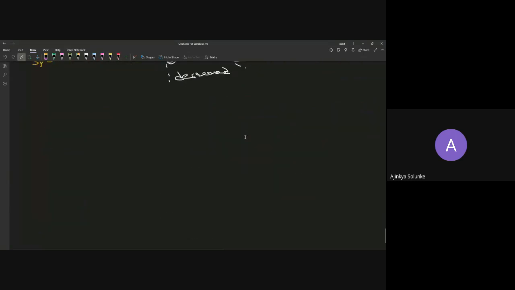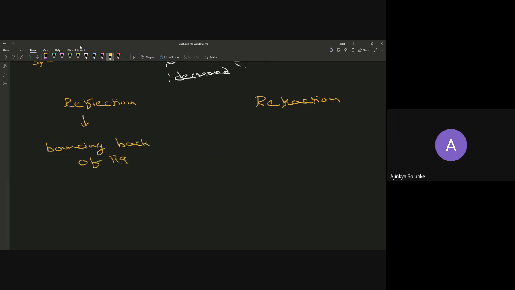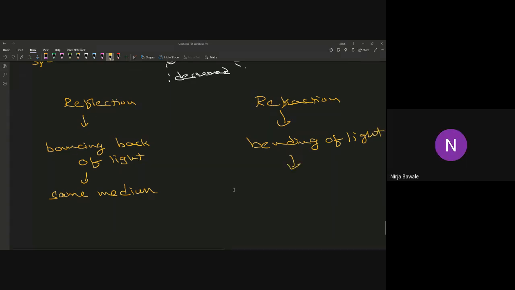Okay, so again, let us revise this. Refraction. For reflection, what is the keyword? Bouncing back of light. Same medium. For refraction, the keyword is bending of light. And what about medium? Medium changes, right?